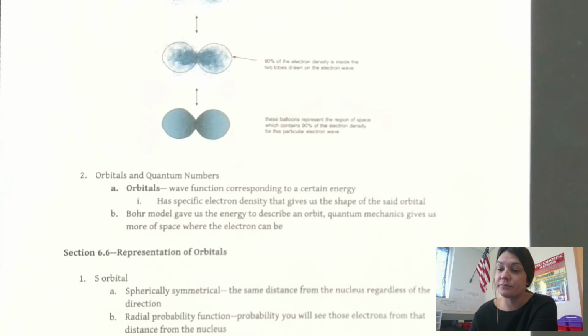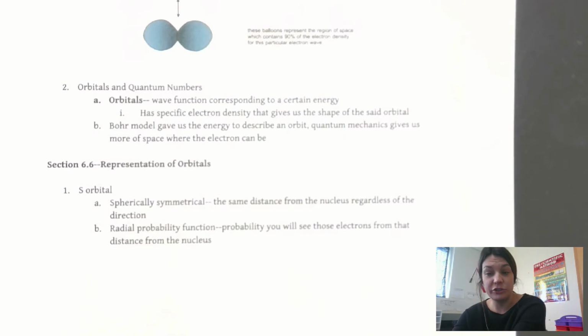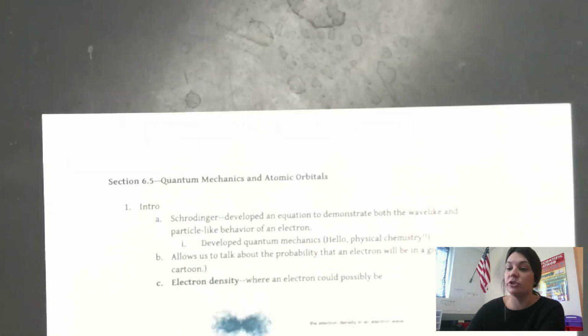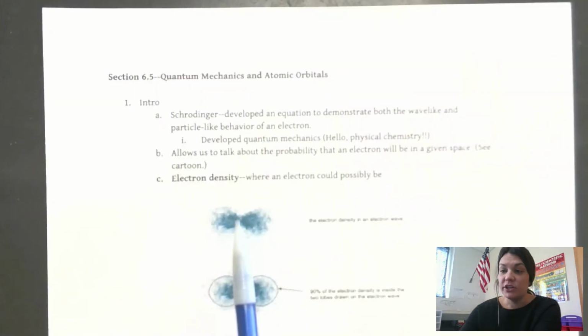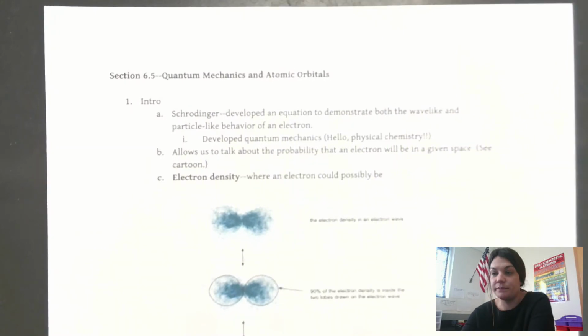So how do we represent these orbitals though? This is taking us back to when you took honors chemistry, which is the spaces in which we're going to describe the orbitals, okay? The first one is an s orbital. It's spherically symmetrical. It's the same distance from the nucleus regardless of where you are, which is basically the definition of a sphere. And it has a radial probability function, which is the probability that you will see those electrons at that distance from the nucleus. So kind of like what I was showing you up here, okay? If this is your sphere, technically the electrons could be anywhere within that sphere, okay?